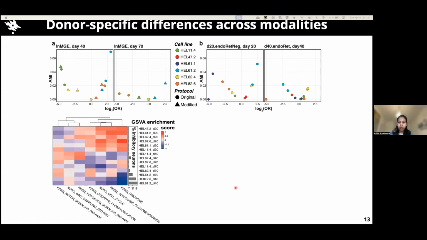And what I'm showing is a heat map of enrichment of selected KEGG pathways between the samples, because we wanted to see what kind of pathways were differentially enriched or depleted between the different donors. And these are ordered here by the proportion of inhibitory neurons that they were producing. And what we found was that the samples producing the most inhibitory neurons were consistently depleted in the ribosomal pathway.